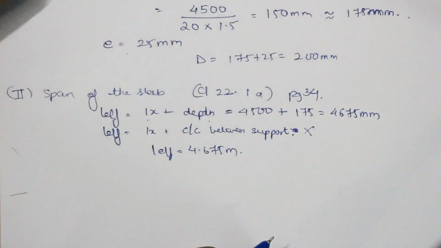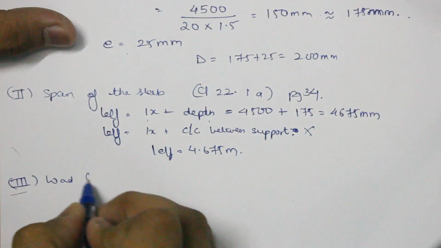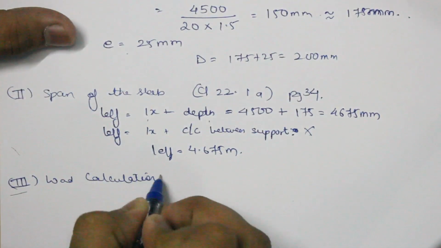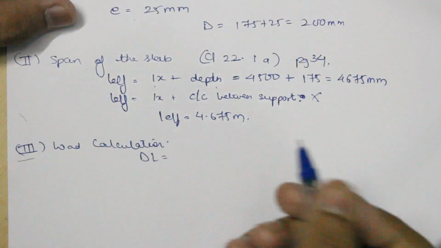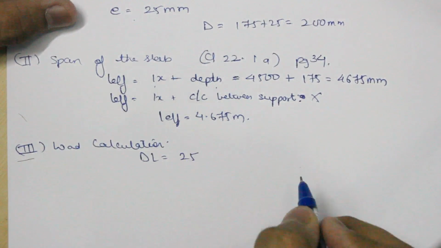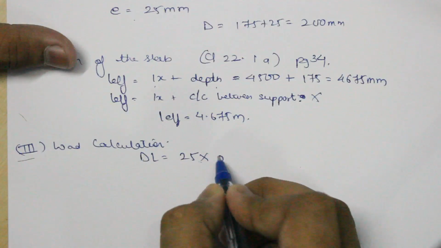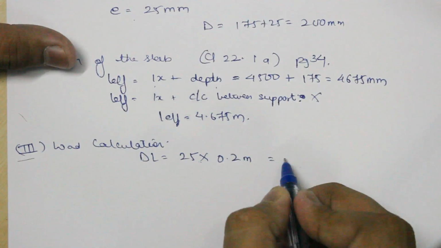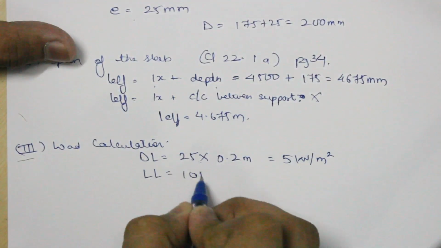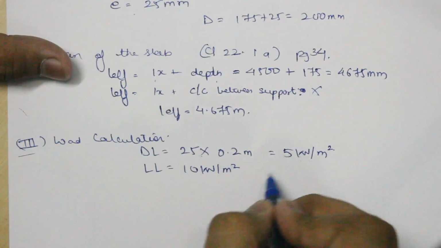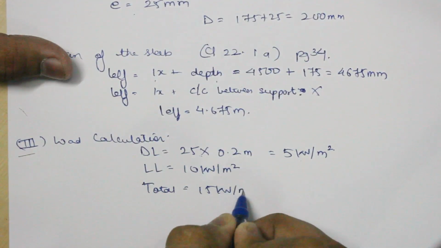Okay, now the third step would be to calculate the total loads acting on the slab. So the third step would be load calculation. There are two types of load, dead load and the live load. So the dead load is the weight of the slab, that is density of the concrete in kilonewton per meter cube multiplied by the depth of the slab, which is 0.2 meter. We get 5 kilonewton per meter square. Live load given to us was 10 kilonewton per meter square. So if we add all these, we get total as 15 kilonewton per meter square.